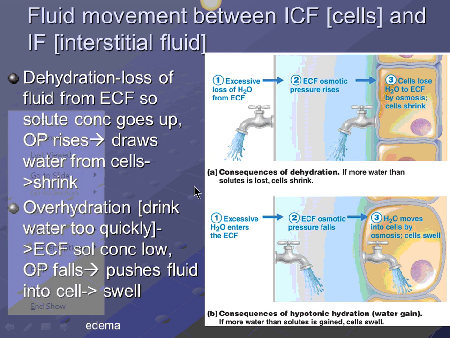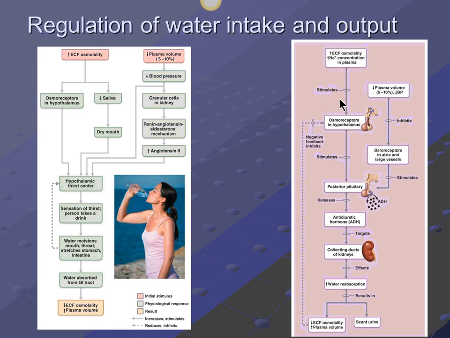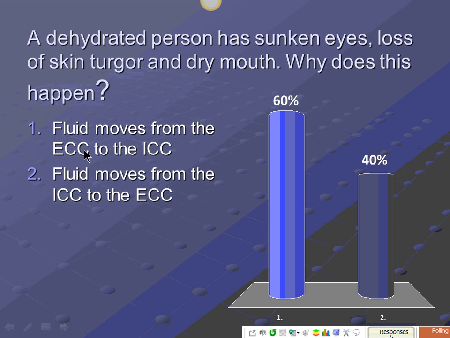See this slide? When you lose a lot of fluid, cells have to lose it, so the cells look shrunken. That's why your face and everything kind of looks that way, okay? So when you lose water, remember, it's the cells which shrink, because fluid moves from the cell to the extracellular compartment. It doesn't move into the intracellular compartment and make your cells swollen. That's not what happens.